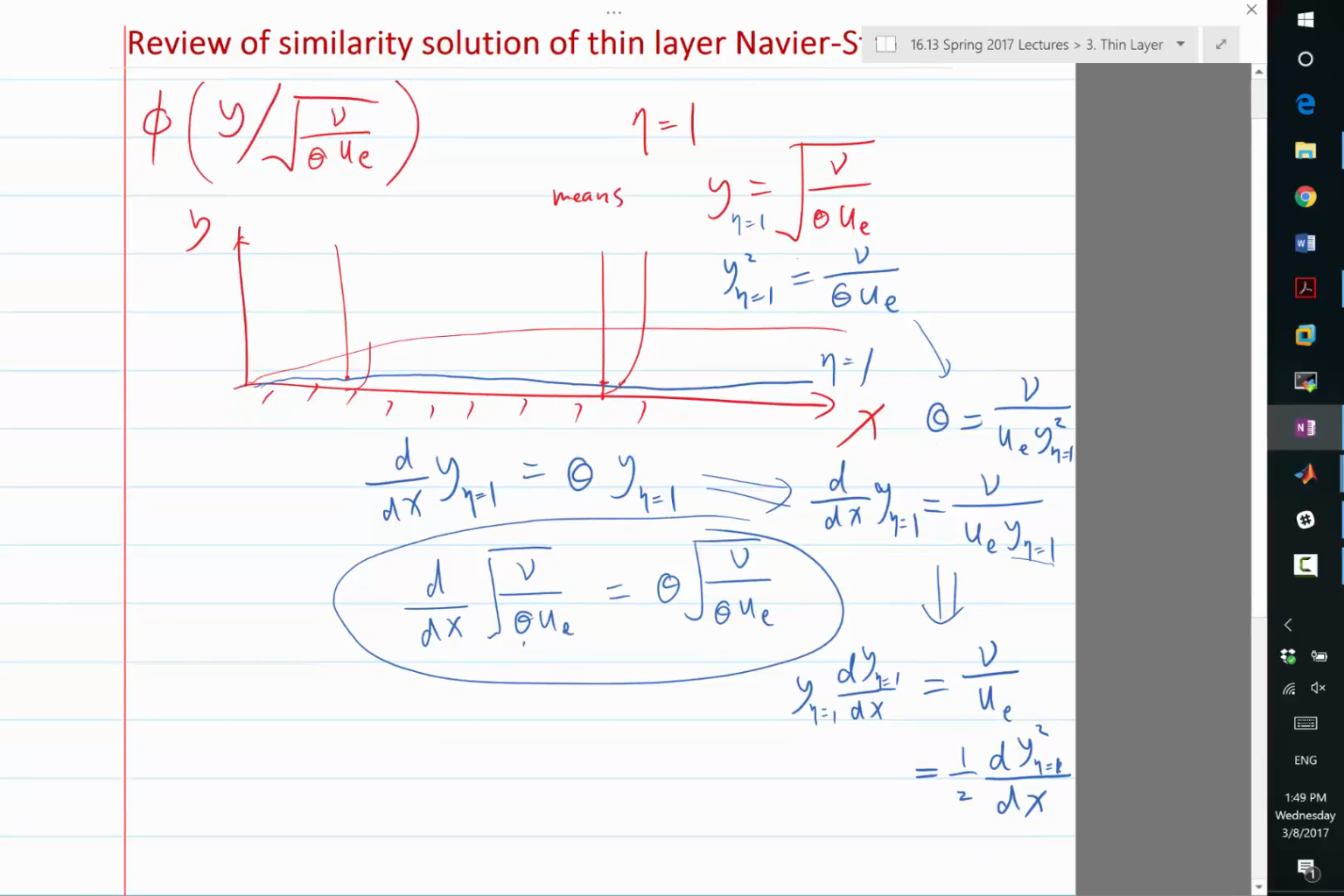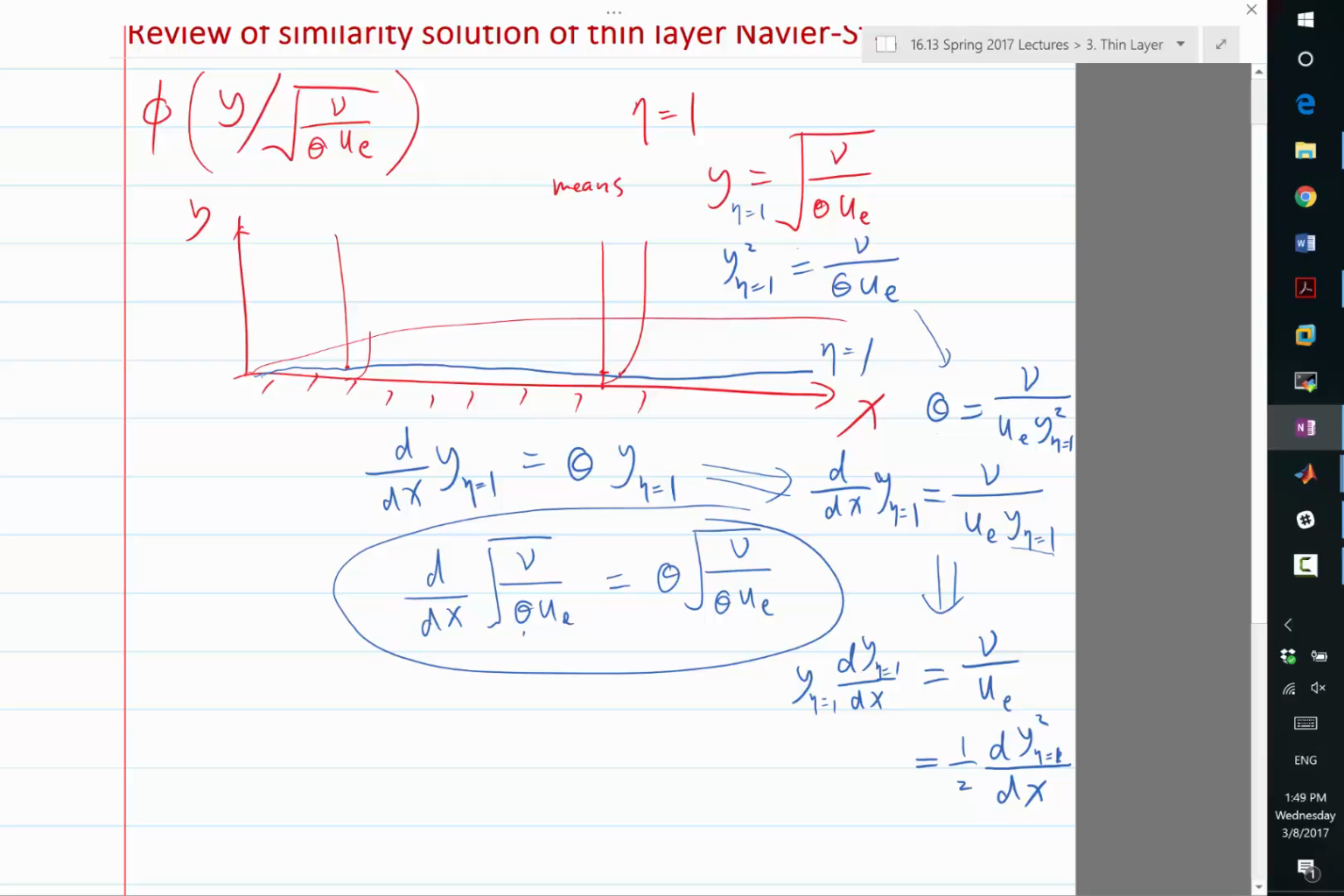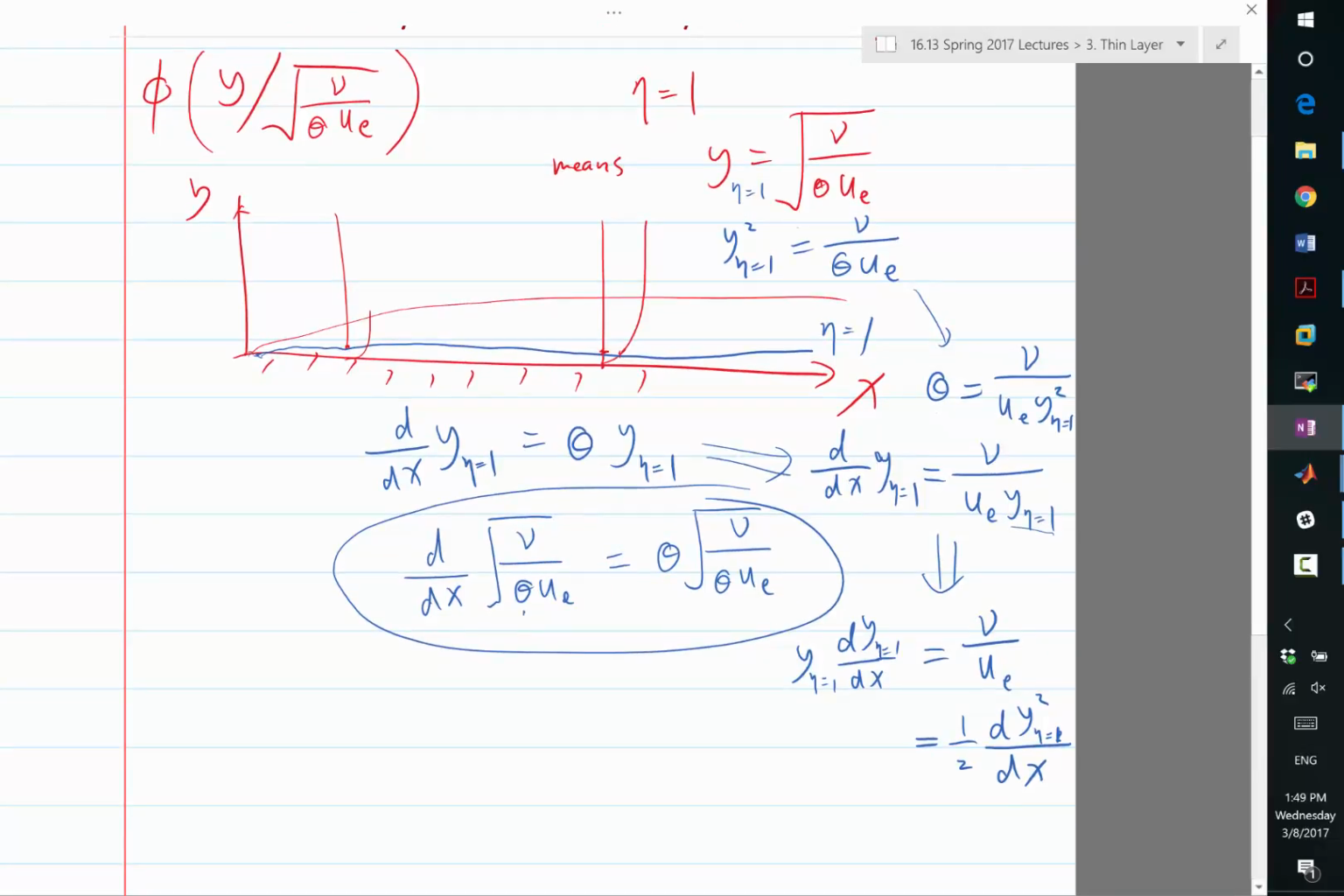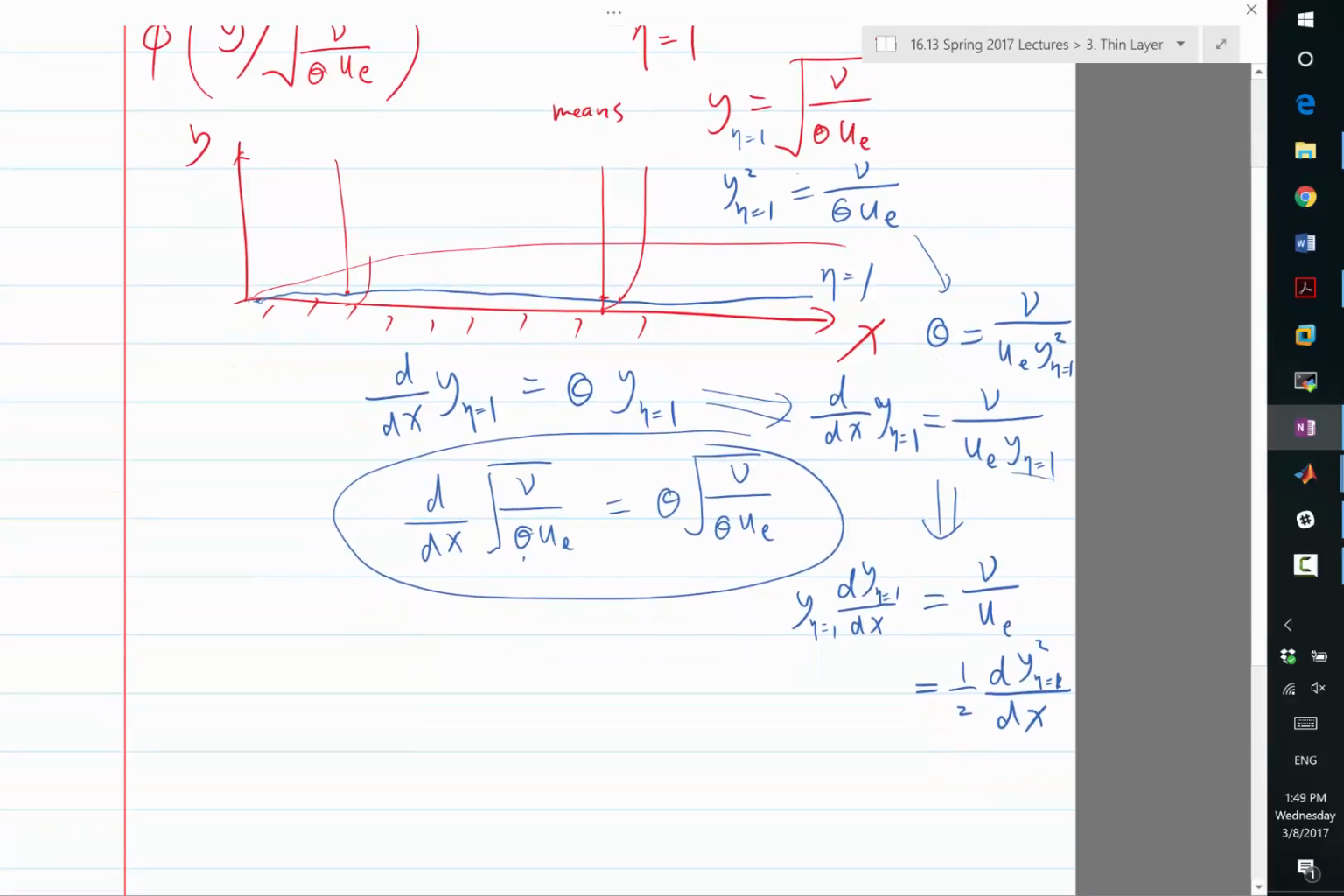Okay, and it also tells me that if it started at the leading edge, so that is the leading edge, then my y is going to be 0 in the beginning. So it also gives me that y at eta equal to 1, squared, is actually going to be equal to 2, I mean the 2 I'm going to move to the right hand side, nu over ue times x. Right, x is the location from 0 to any place.